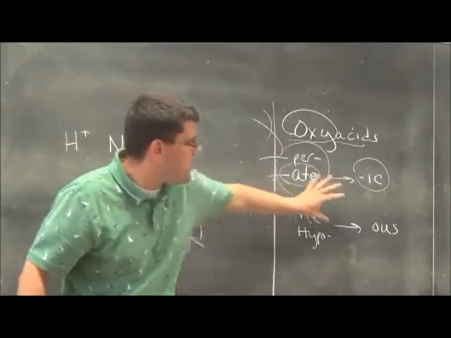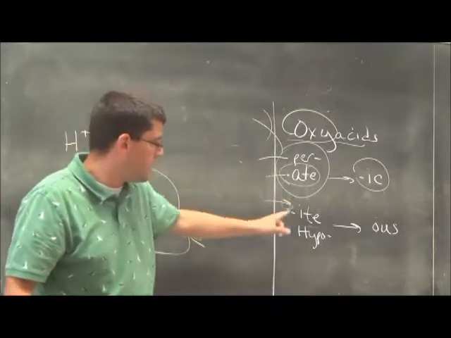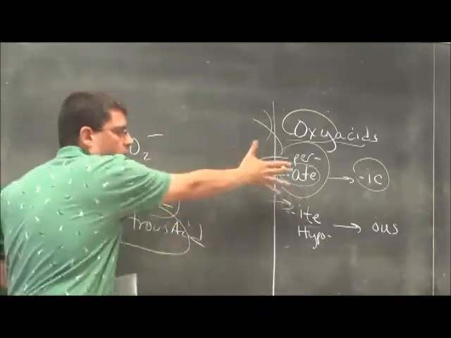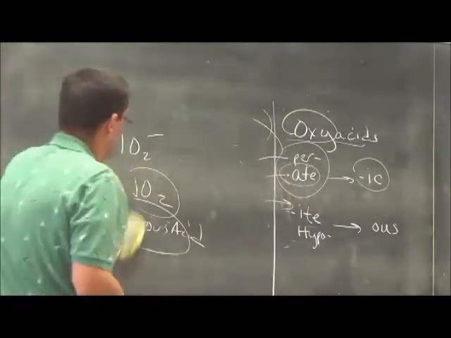Okay? Again, if you know your polyatomic ion, we'll give you the formula. You follow that. It's just like polyatomic ion. Is it per? Is it ate? Is it ite? Is it hypo? Okay? And you just go right through. Okay? Here, let me switch this up a little bit.